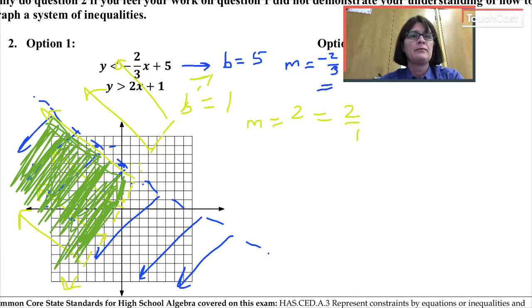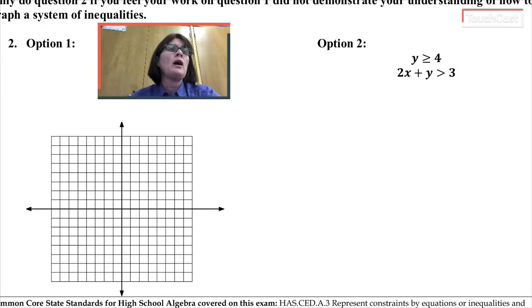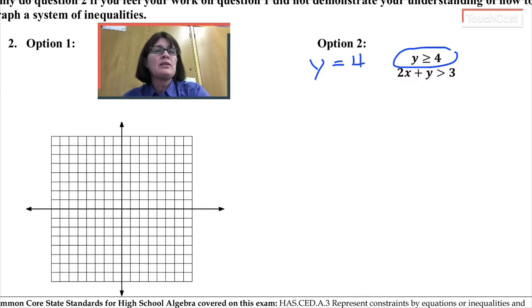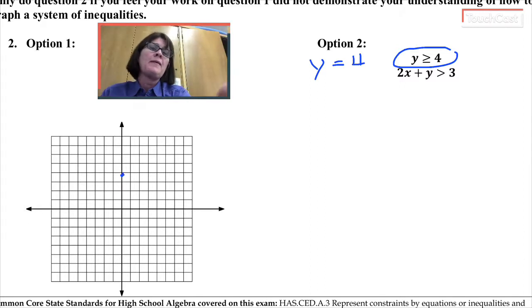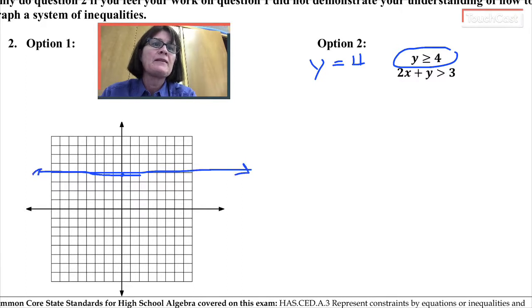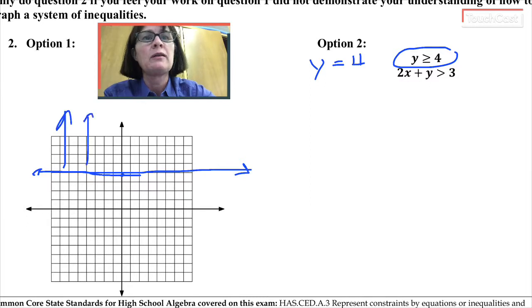Final answer. All right, for option 2, y is greater than or equal to 4. I'm going to pretend for a second I have the equation y equals 4. That's the graph of a horizontal line, so I'm going to come up 1, 2, 3, 4 spaces and make a horizontal line with y-intercept 4. This time I do have an "or equal to" sign under my inequality sign, so I'm going to make a solid line. That says y is greater than or equal to 4. I'm going to shade above that line.